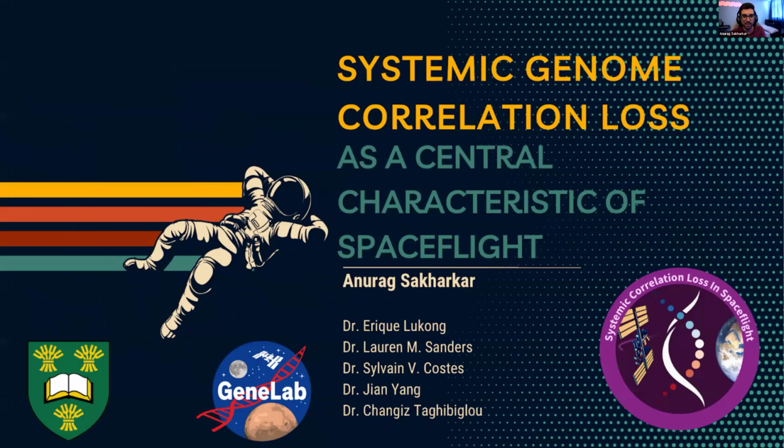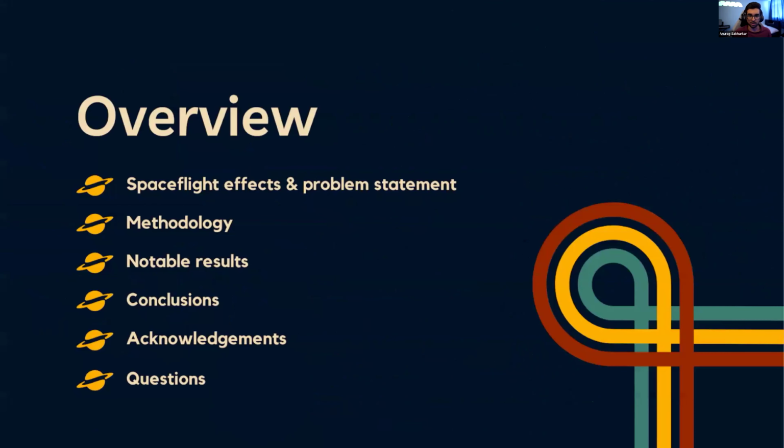My name is Anu. I'm a final year undergrad student at the University of Saskatchewan in Canada, and today I'm going to be talking about systemic genome correlation loss in spaceflight. To give you a quick overview of what we're going to talk about today, I'm just going to quickly mention the issues astronauts face and the problem we set out to solve, then talk about our methodology, go through our results and conclusions, and then I'd be glad to answer any questions after everyone's gone.